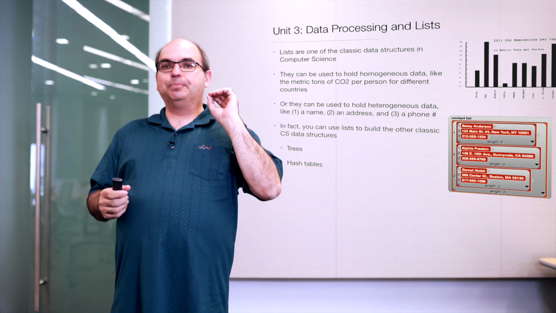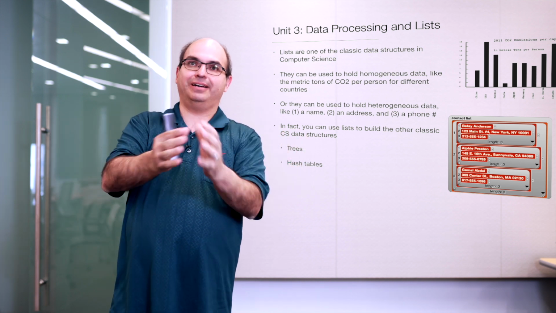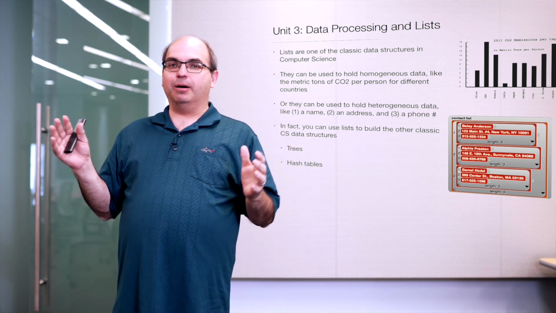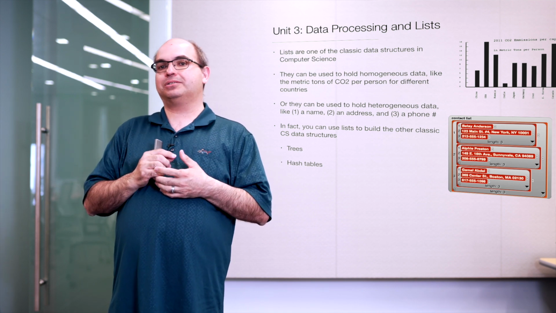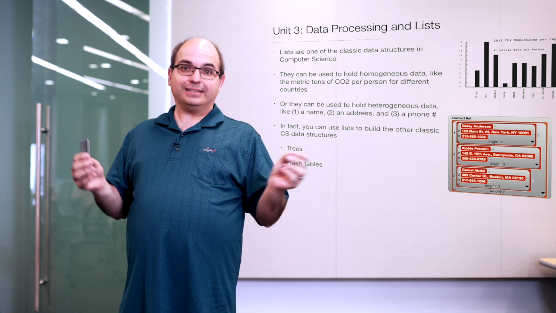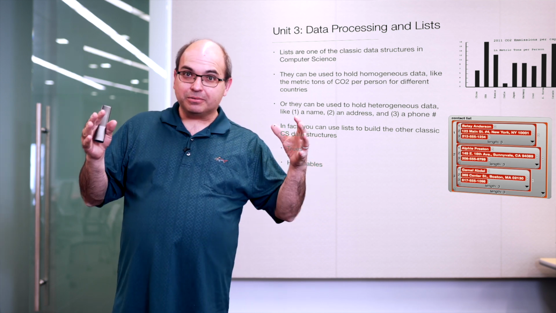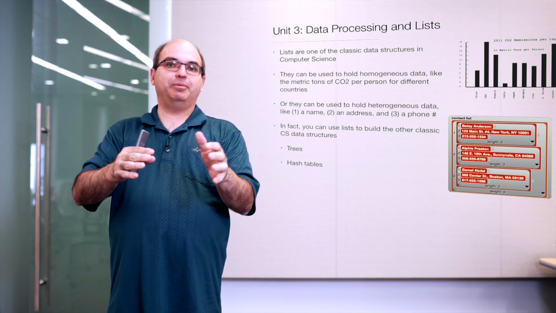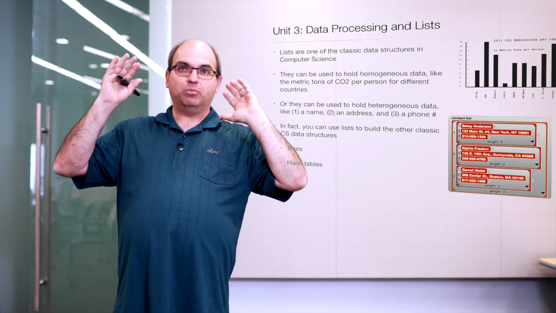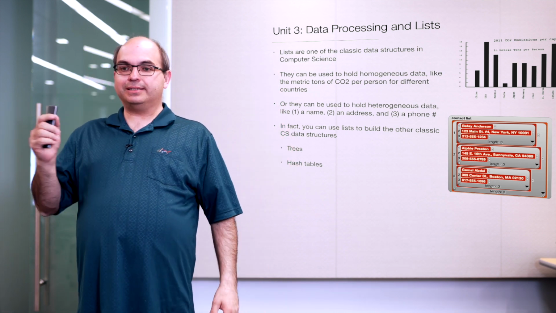Okay. Now in Snap, what you have are lists. Lists. That's it. That's the only data structure. But actually, the other classic data structures in computer science, you can simply build using lists. And what are these other classic structures? Trees. Okay. Hash tables. Right. I'm not going to tell you what either of those are. Maybe you know. Maybe you don't. Doesn't matter. We'll get to that later. For now, lists.